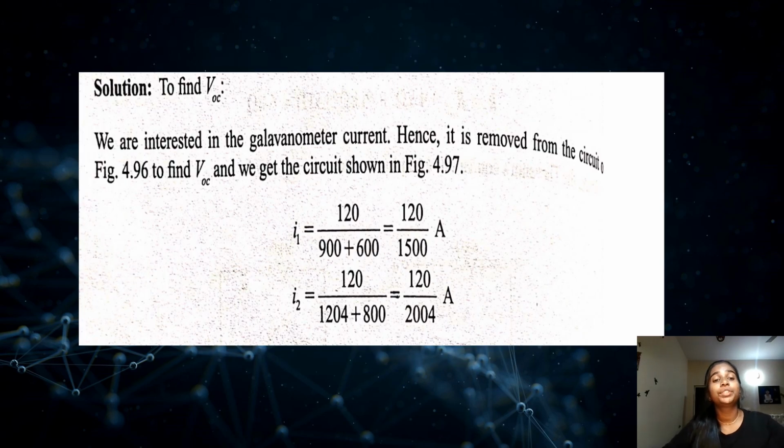To find the solution, first we need to find the open circuit voltage VOC. Since we are interested in the galvanometer current, it is removed from the circuit to find VOC, and we get the circuit in the next slide. Before that we need to take down the I1 and I2 values, where I1 will be 120 divided by (900 plus 600), that is 120 divided by 1500 amperes, and I2 will be 120 divided by (1204 plus 800), which is 120 divided by 2004 amperes.